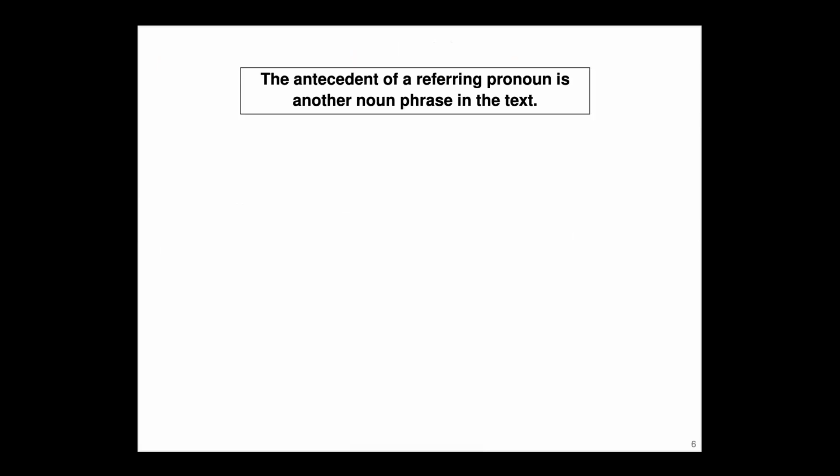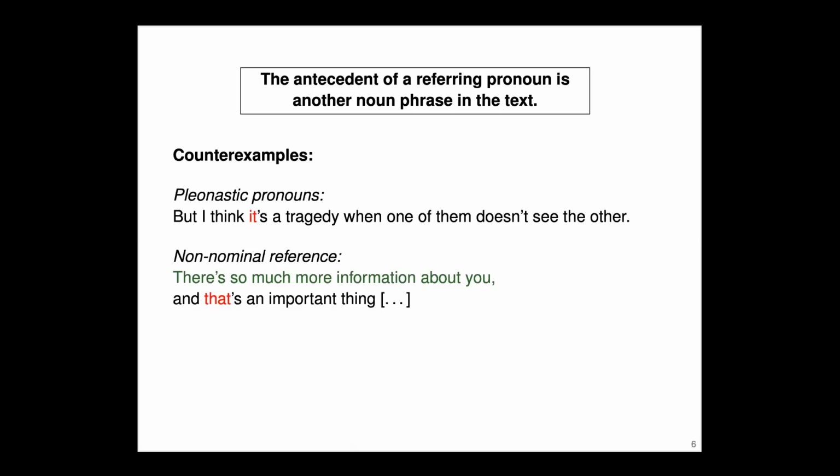One common assumption is that the antecedent of a referring pronoun is another noun phrase in the text, and that is what we saw on the previous slide, where the pronoun "it" referred to some noun phrase containing the word "version". Basically, when we want to translate this pronoun, we have to find this other noun phrase, translate it, and use its properties in order to predict the correct pronoun. There are several counterexamples.